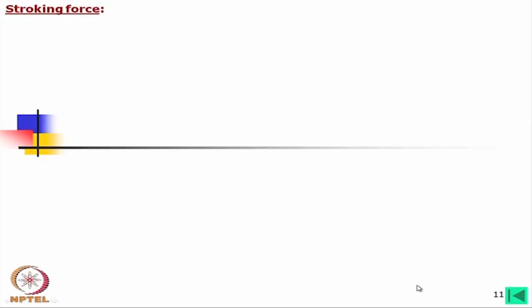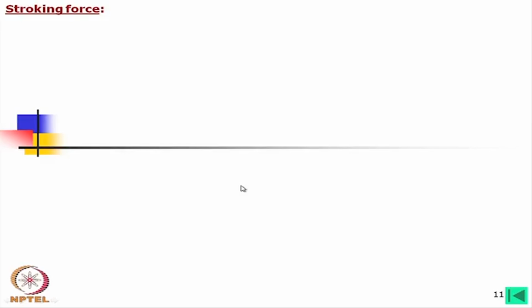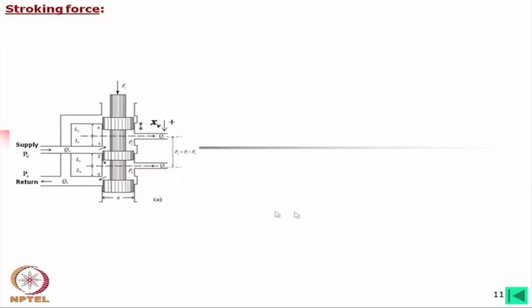Now, the flow forces have two components: steady state and transient. But while calculating the stroking force, we also have to consider that the spool has mass. So there will be a force due to the movement of the spool when it is accelerating. If it is moving at constant speed we do not have this force, but when it is accelerating, then we will have the accelerating force.